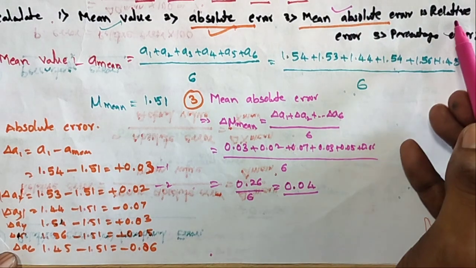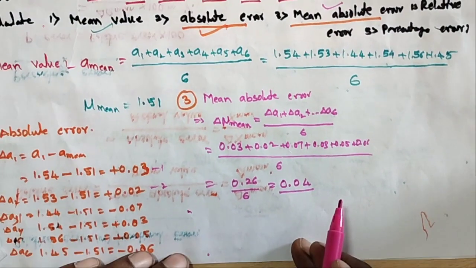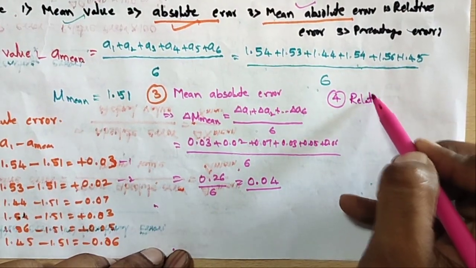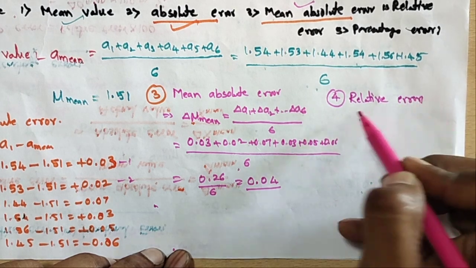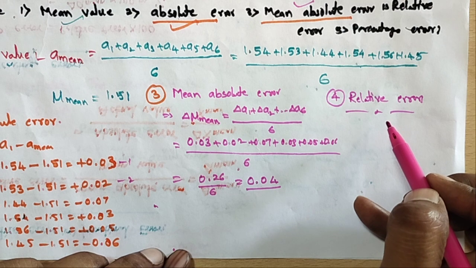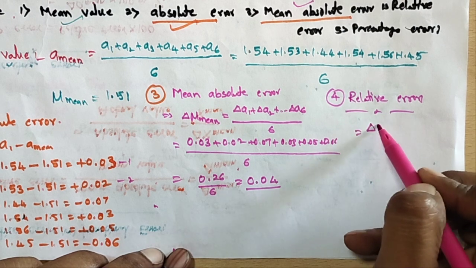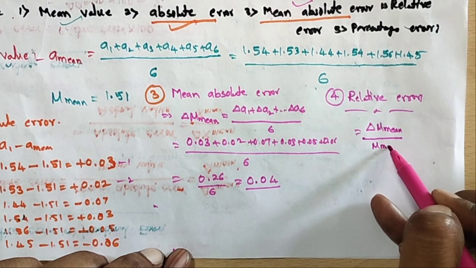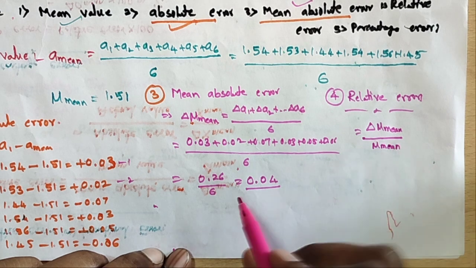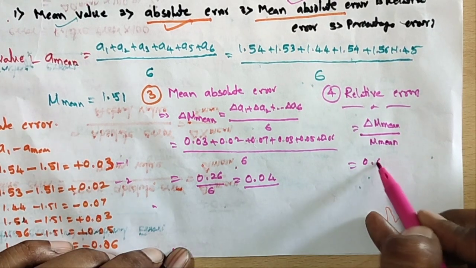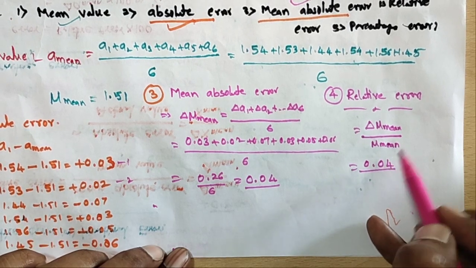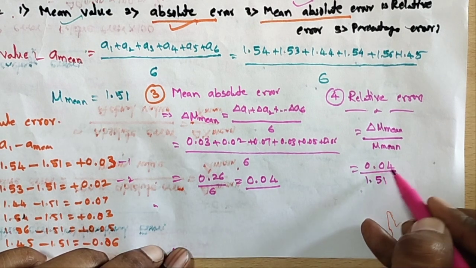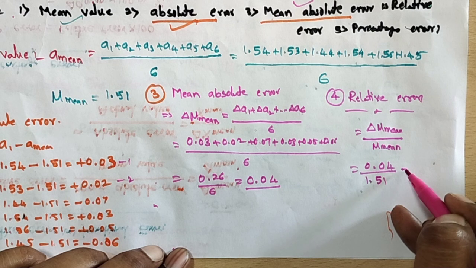Third one is completed. And relative error, the fourth one. Here I will write relative error. So what is the relative error? We know the formula, just substitute in the relative error. The formula is delta mu mean by mu mean. What is the delta mu mean? This value, 0.04, by the mu mean value, 1.51. So 0.04 by 1.51, you can get one value.